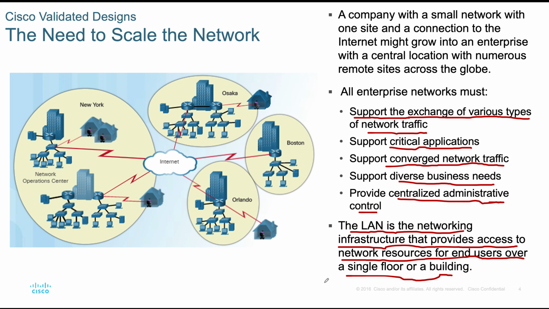For example, you can have an office in Osaka, in Japan, as part of your enterprise network. You can have your network set up in your office in Japan, in Osaka. You can have your office in New York, set up for your enterprise network. You can have your office in Boston, in Massachusetts, set up an enterprise network within that geographical location. You can have your office in Orlando, in Florida.